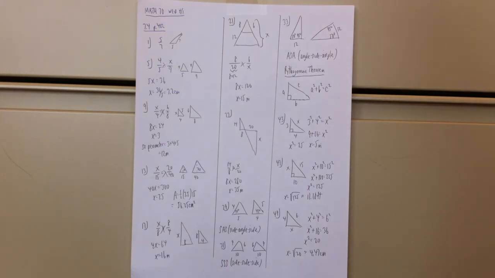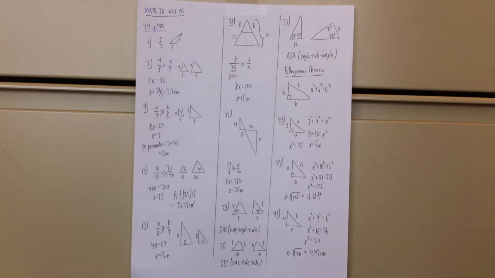And problem 49, you're given a picture like this. The hypotenuse is 6, and x, and then 4. So x squared plus 4 squared is equal to 6 squared. 4 squared is 16, 6 squared is 36, so x squared plus 16 is equal to 36. Subtract 16 on both sides, x squared equals 20. X is equal to the square root of 20, which is approximately 4.47 centimeters.